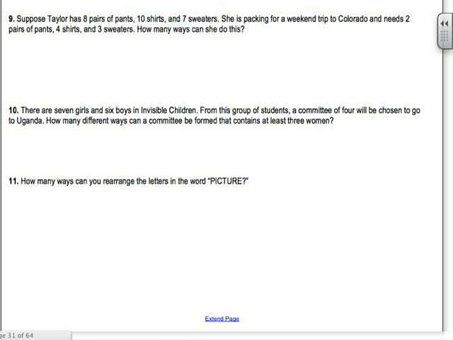All right, next up. So suppose Taylor has 8 pairs of pants, 10 shirts, 7 sweaters. She's packing for a weekend trip to Colorado and needs 2 pairs of pants, 4 shirts, and 3 sweaters. How many ways can she do this? Okay, so we're going to need pants, shirts, sweaters. All right, so how many choices for pants do I have? 8. How many am I going to select? 2. So I'm going to have 8 choose 2.